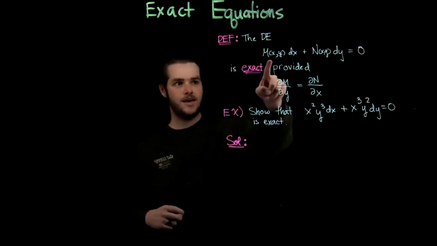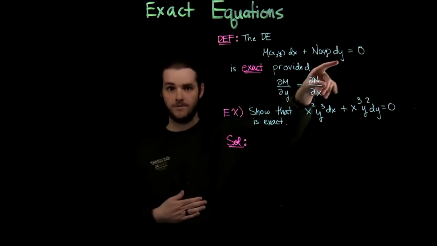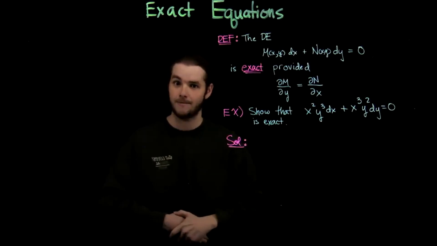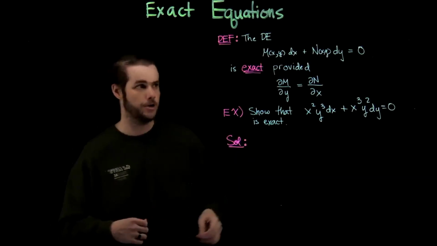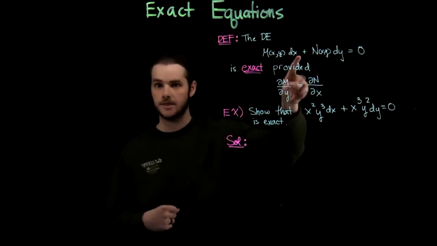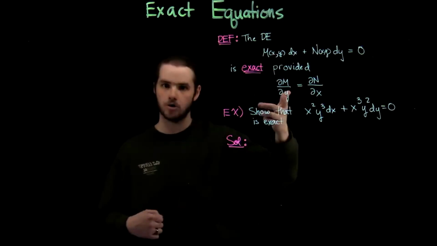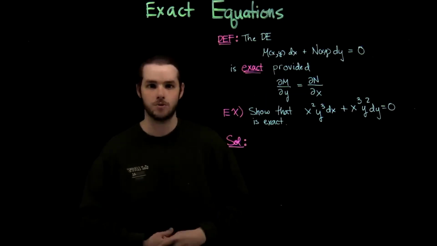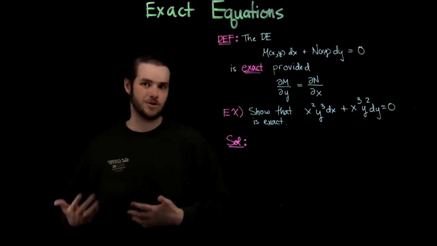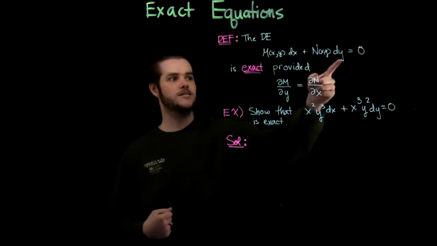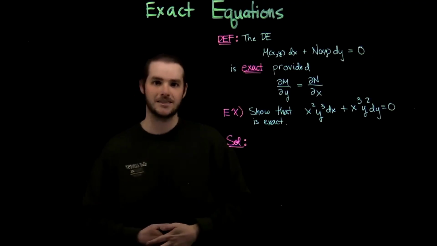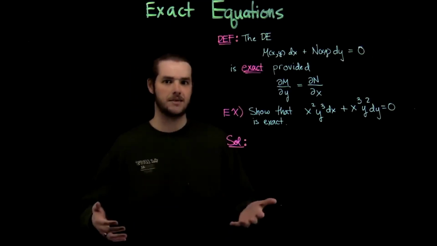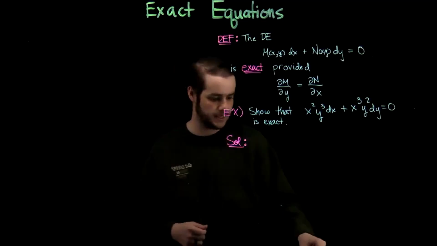We say that an equation of this form, where I've got M times dx plus N times dy, and those M and N might have both x's and y's floating around, is exact as long as the partial of M with respect to y is equal to the partial of N with respect to x. In other words, some other language you might hear is that the left-hand side of the equation is an exact differential.